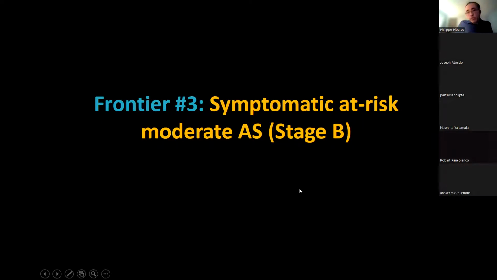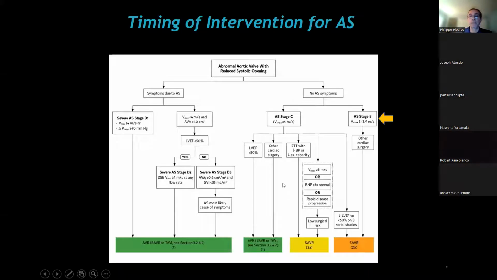The third frontier I would like to discuss with you is maybe even more provocative: what to do with the symptomatic at-risk moderate AS. That is still, considering the guidelines, stage B. So a priori, no indication for intervention.